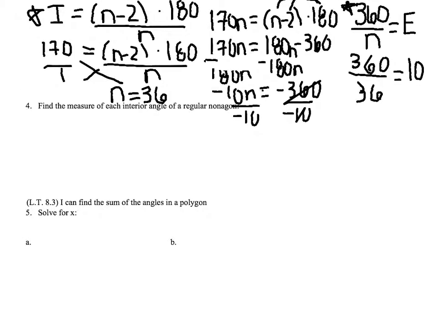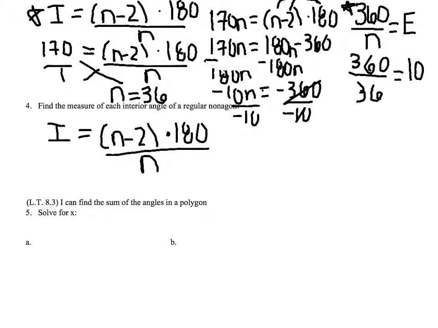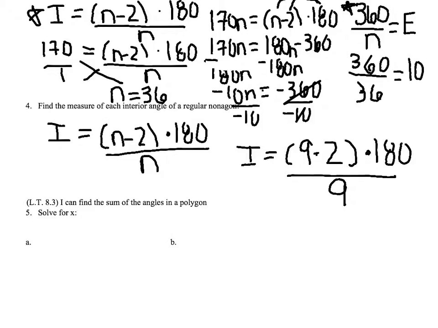Now it asks to find the measure of each interior angle of a regular nonagon. Remember that a nonagon has 9 angles. We already know how to find the measure of an interior angle. We're going to do I equals (n minus 2) times 180 over n. And in this situation, n is 9. So we end up with I equals (9 minus 2) times 180 divided by 9. And what we end up then with is 140 degrees.